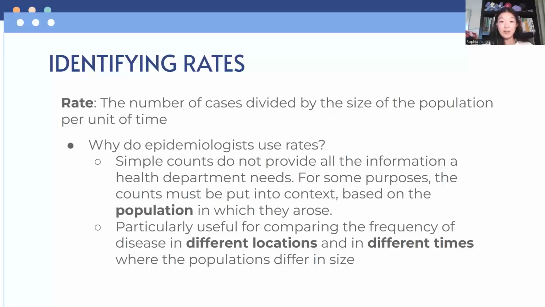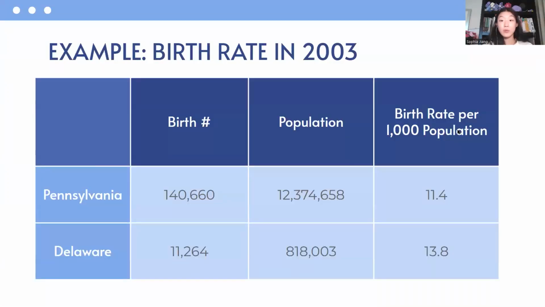So why do I say that it's really important? Why do epidemiologists use rates? The answer is that simple counts do not provide all of the information a health department needs. For some purposes, the counts must be put into context based on the population in which they arose. It's particularly useful for comparing the frequency of disease in different locations and at different times where populations might differ in size. So let's take a look at birth rate in different states, for example.